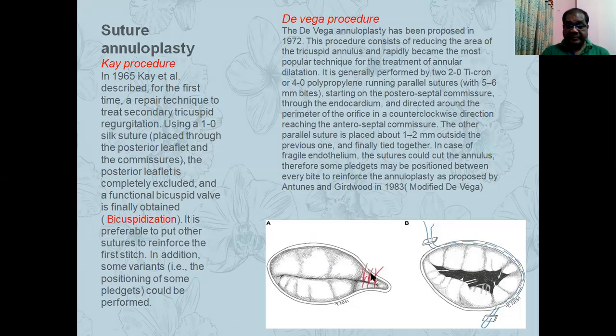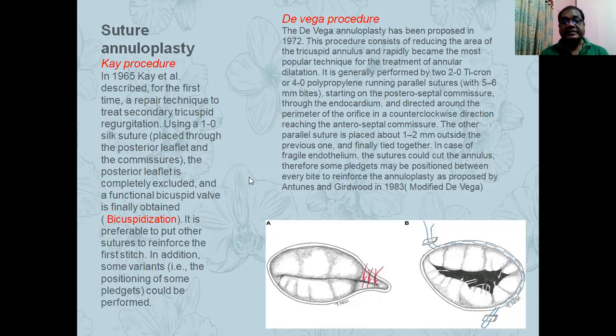You can see from this figure there are a lot of interrupted stitches placed, and sometimes pledgeted stitches are also placed to make it competent, and ultimately it can be strengthened by another annuloplasty ring. But initially only the Kay procedure was used. It is preferable to put other sutures to reinforce the first stitch. We can put other sutures also. In addition, some variants, that is the positioning of some pledgets, could be performed.